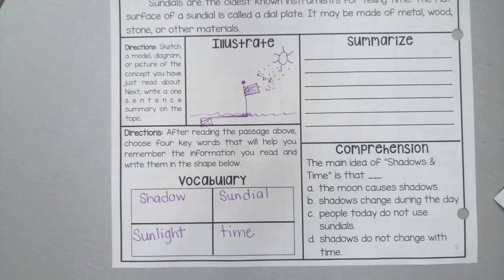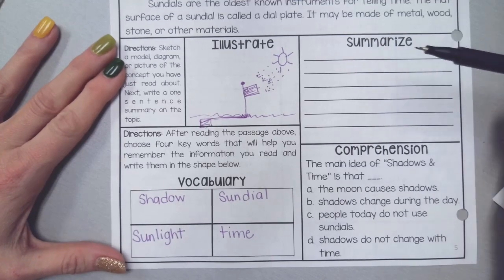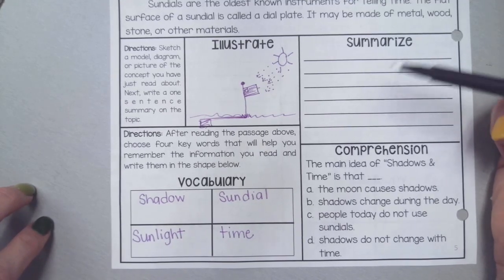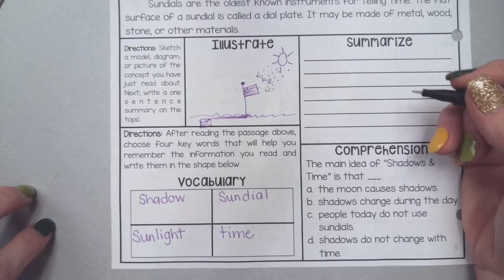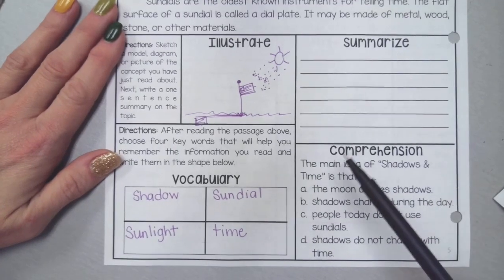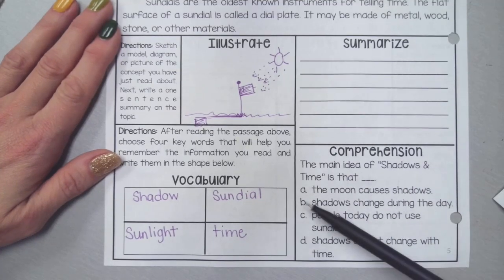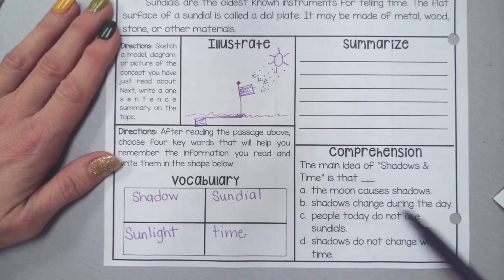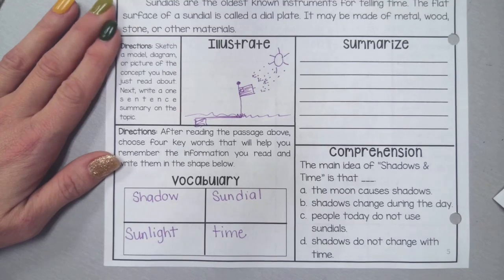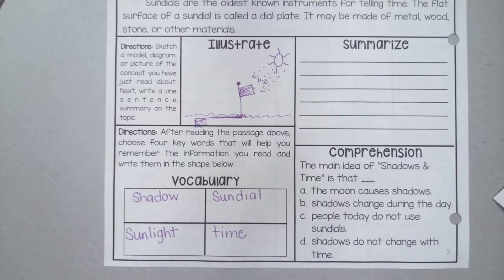I love it. All right, so you will need to summarize your information. So remember, when we write a summary, we're just going to tell the most important information, and we're going to put it in our own words to write our summary. Now, let's read through the comprehension question. The main idea of shadows and time is that, please don't shout out, A, the moon causes shadows, B, shadows change during the day, C, people today do not use sundials, or D, shadows do not change with time. Turn and talk to your neighbor about which of these is the main idea of this passage.